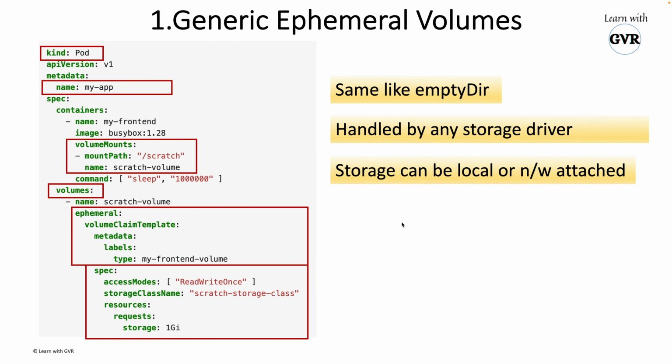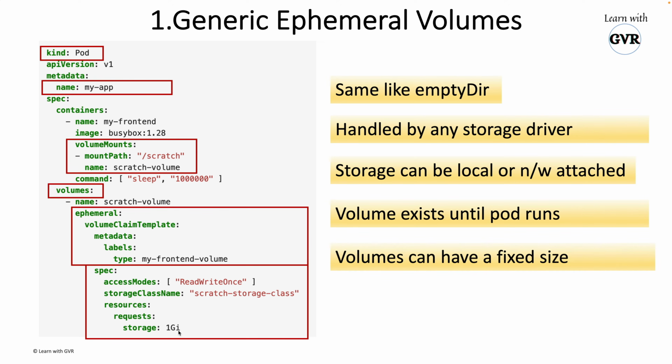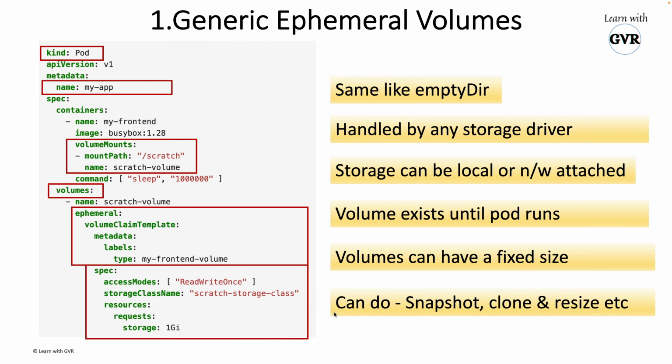Another benefit compared with the empty directory is that this ephemeral storage can be local or network attached. Even though it's temporary, it can be local or any network attached. And of course whenever the pod dies, this volume will be deleted. Volumes can be fixed size, so you specify, before attaching this temporary volume, 1 GB, 2 GB or whatever. Another advantage of the generic ephemeral is you can do snapshot, clone and resize, even though it's temporary.